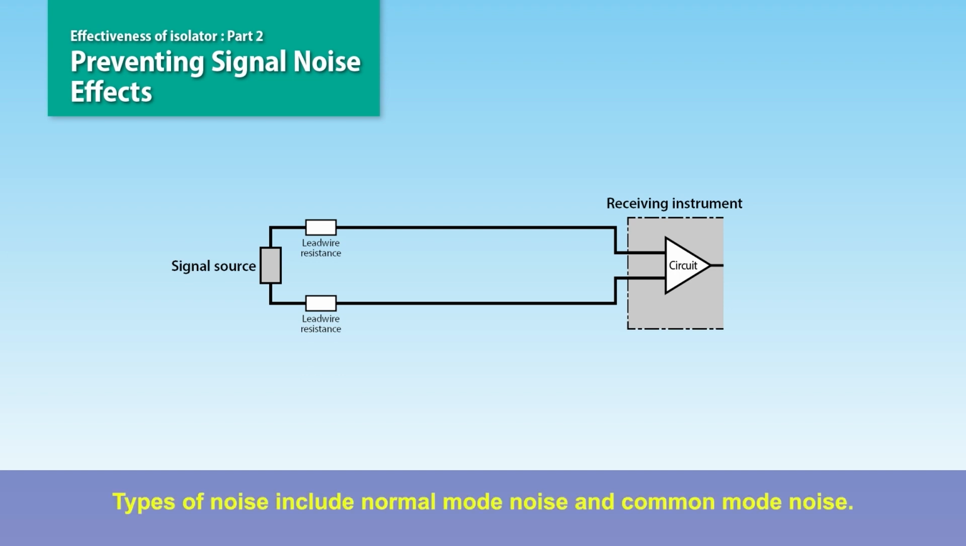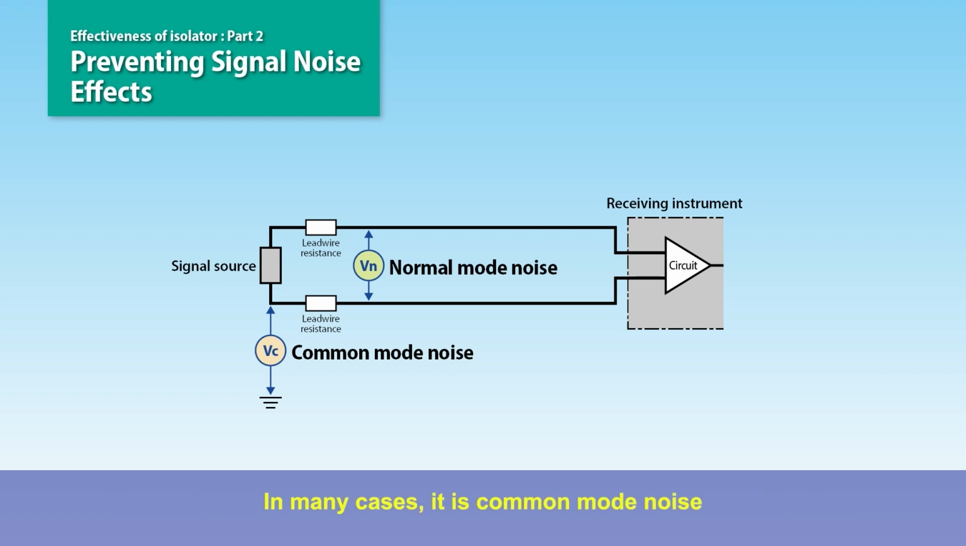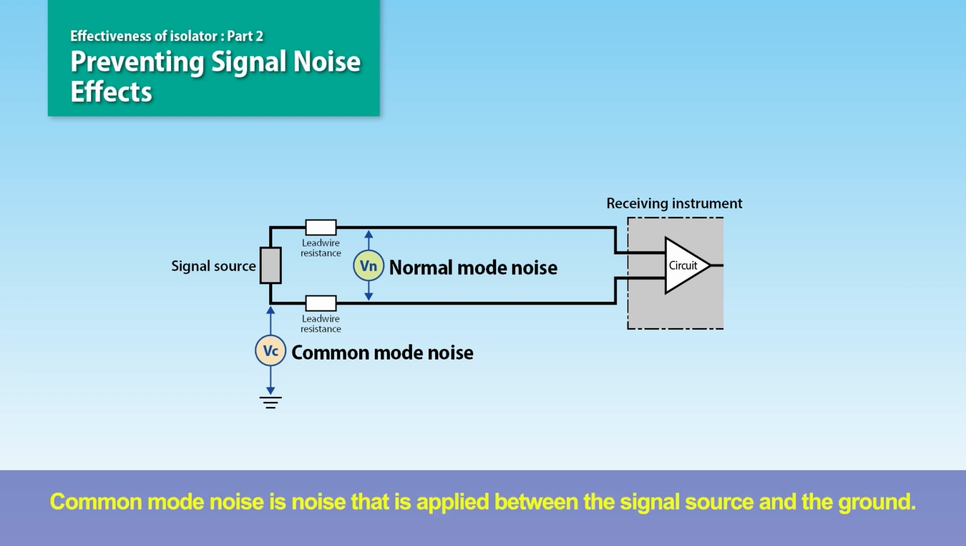Types of noise include normal mode noise and common mode noise. In many cases, it is common mode noise that affects the operation of electronic circuits and becomes problematic. Common mode noise is noise that is applied between the signal source and the ground.